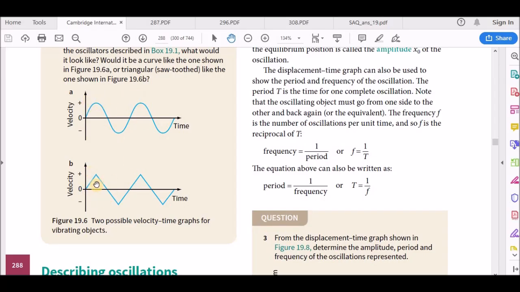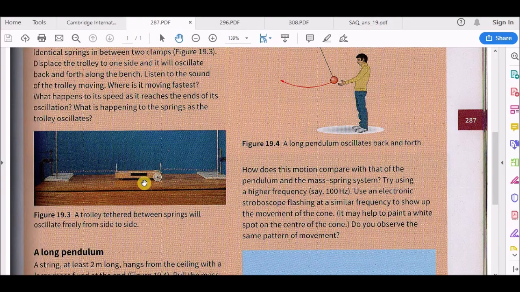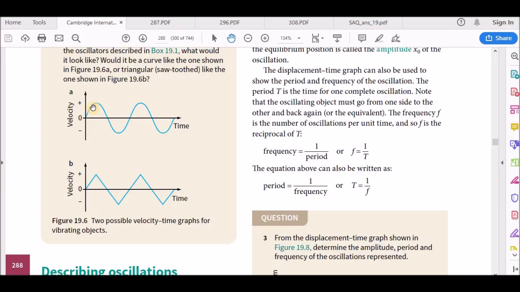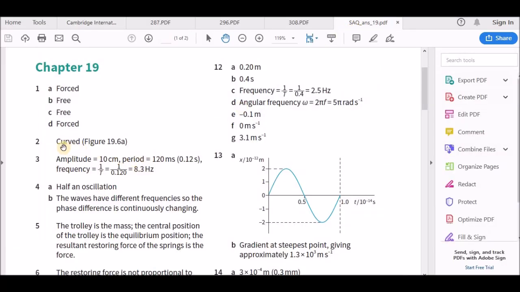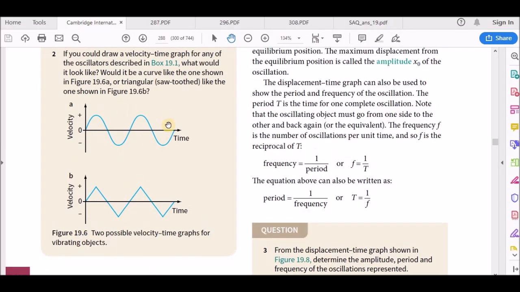It doesn't suddenly change. Now over here it doesn't even show that the acceleration is 0, but over here the acceleration becomes 0, and then the direction of acceleration changes. So at one time the acceleration is to the right, and the other time the acceleration is to the left, but it's always directed towards the equilibrium position. Okay, so it can't be a sudden change like this, so the answer is curved, figure 19.6a. Okay, curved.